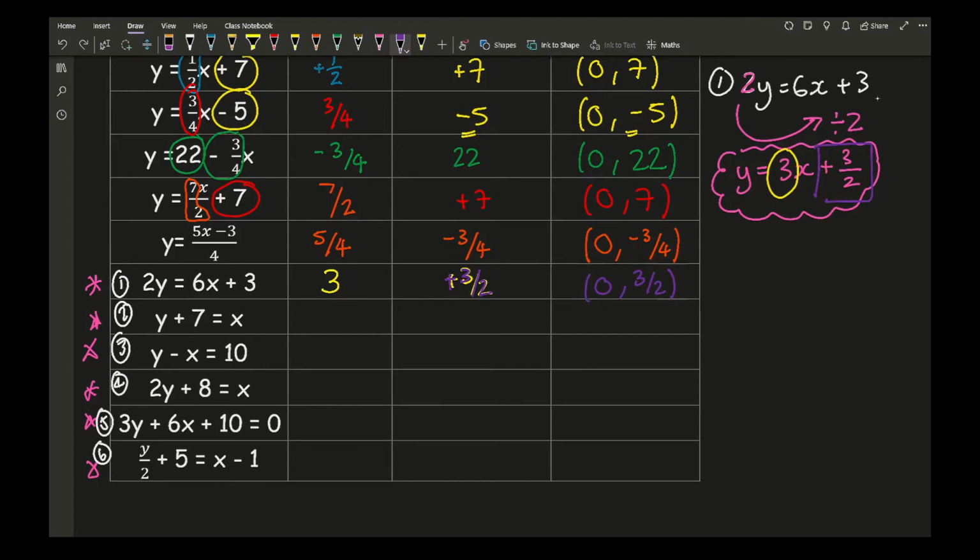Now you could do it by sight. You don't have to do this. If you can recognize, right, okay, I need to get rid of that 2. So half of 6 is 3. Half of 3 is 3/2. Or if you wanted to write it as 1.5, then that's absolutely fine. That shouldn't be a problem. But I would say leave it as a fraction.